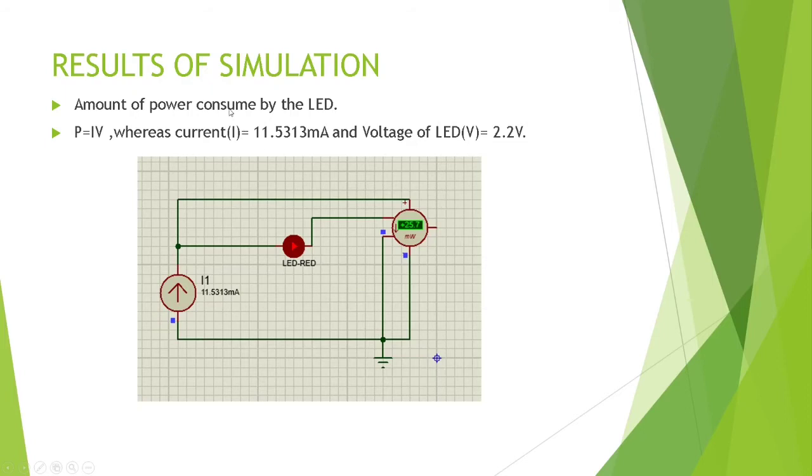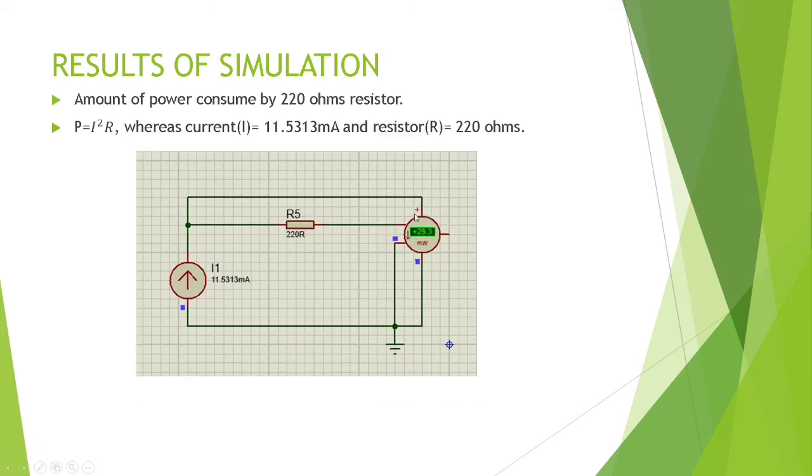Next is the amount of power consumed by the LED, which when measured is 25.7 milliwatts. This is because the voltage of an LED is 2.2 volts and the current is 11.5313 milliamps. And using the equation P equals I times V, we get the value of 25.7 milliwatts when calculated.